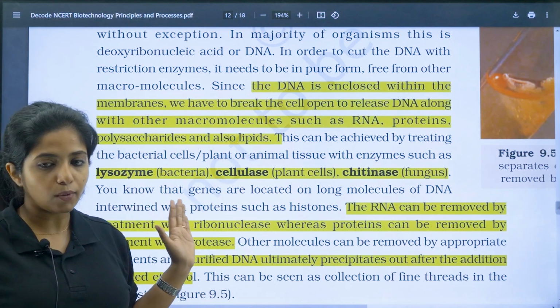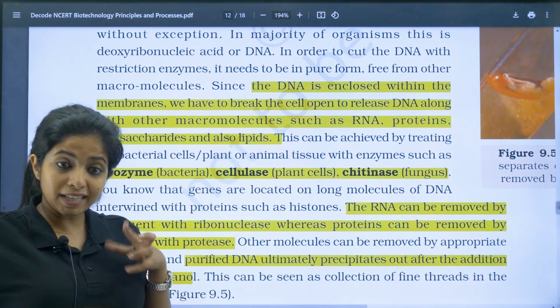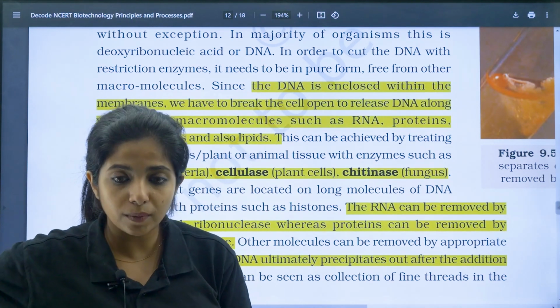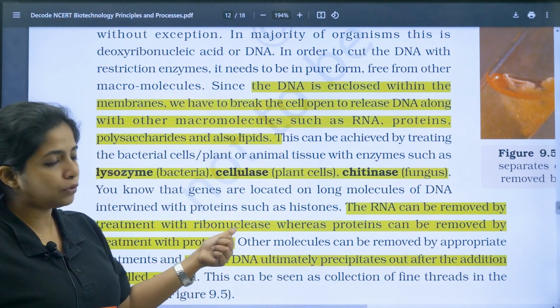So, now you broke the cell wall. Now, the RNA which is there inside, which is not needed by us, also has to be removed. So, what do we do? We treat it with ribonuclease.